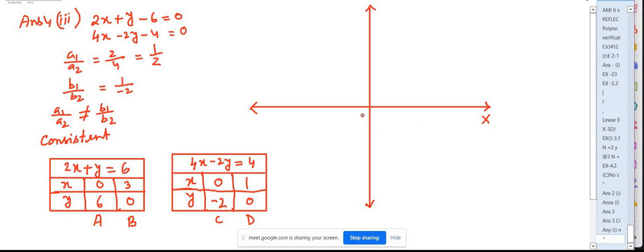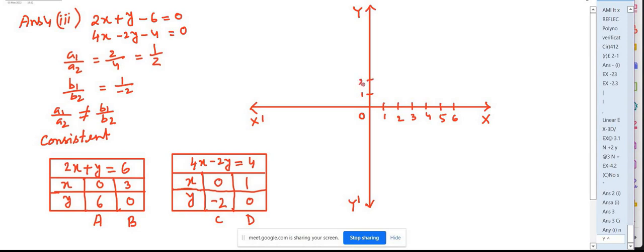So x dash, O, x, y dash, O, y. Here the highest number is 6, so up to 6 we have to mark. 1, 2, 3, 4, 5, 6.